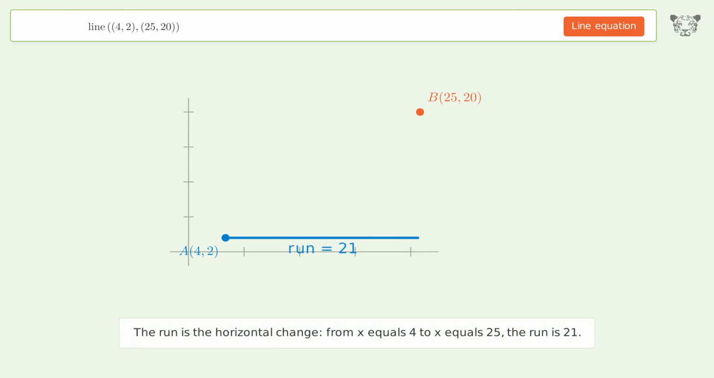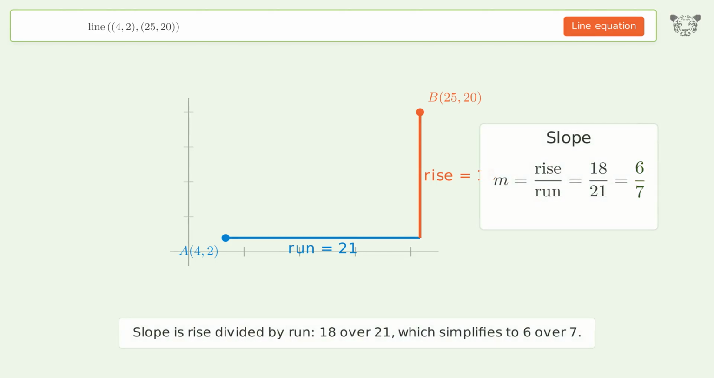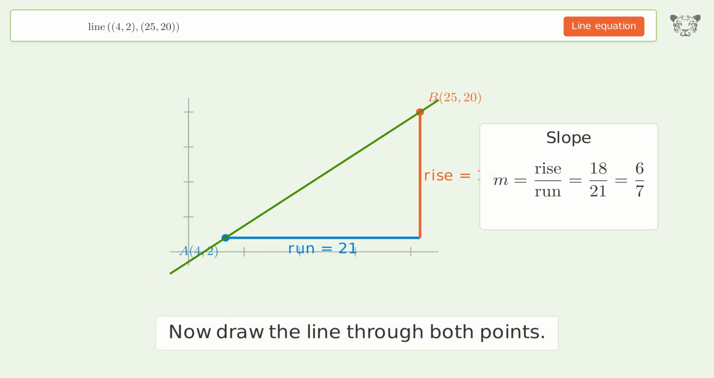The run is the horizontal change, from x equals 4 to x equals 25, the run is 21. The rise is the vertical change, from y equals 2 to y equals 20, the rise is 18. Slope is rise divided by run, 18 over 21, which simplifies to 6 over 7. Now draw the line through both points.